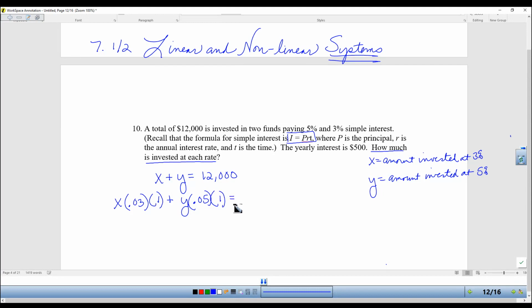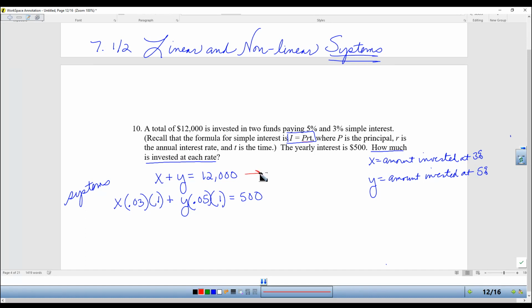And at the end of the year, the interest you got from the X account and the interest from the Y account is going to be a total of $500. This is your system of equations. Remember, you have several methods to solve. We could graph it. We're not going to graph it. Or we could use substitution or elimination. So I'm probably just going to use substitution.